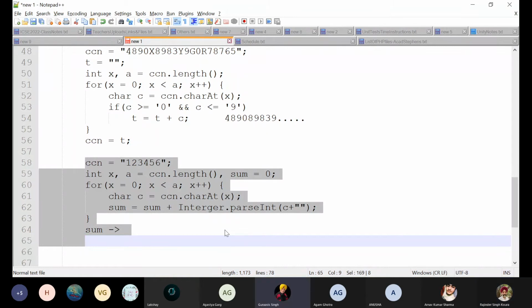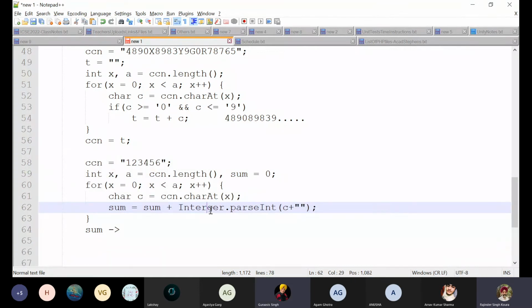Integer.parseInt will convert that string into an integer, yes. And we are basically converting that char to a string because conversion from char to int is not possible. It's not possible because integer.parseInt actually takes a string as argument, not a char as argument. So it will never accept a char as argument.